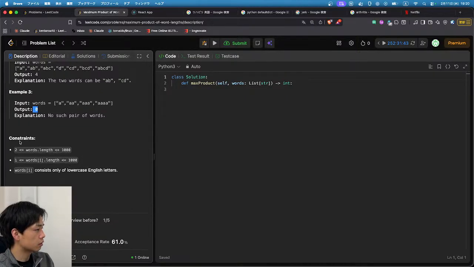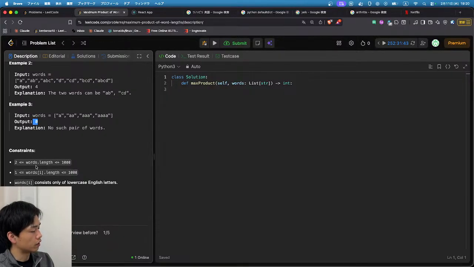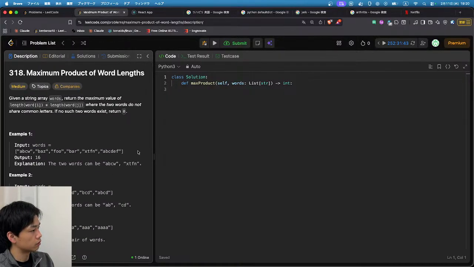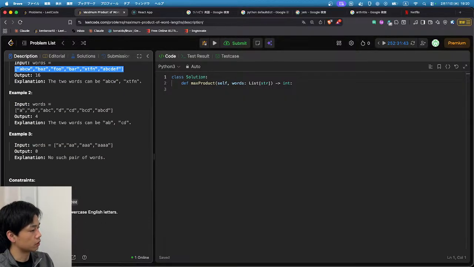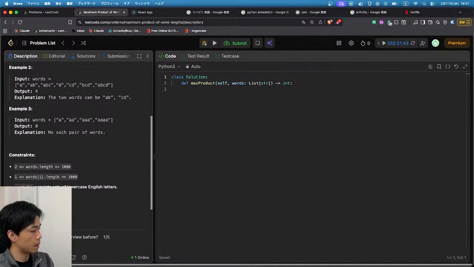And there are constraints. The words array length is 1000 at most, and each word length is also 1000 at most.